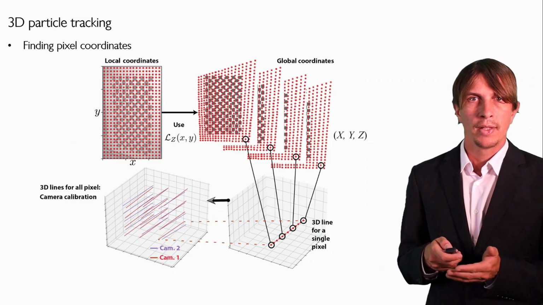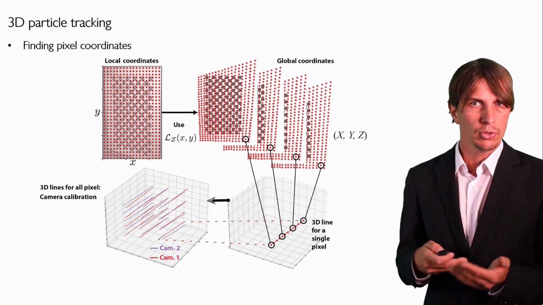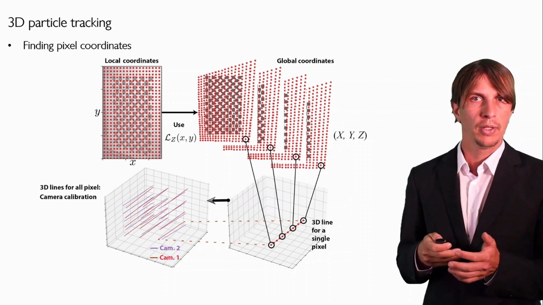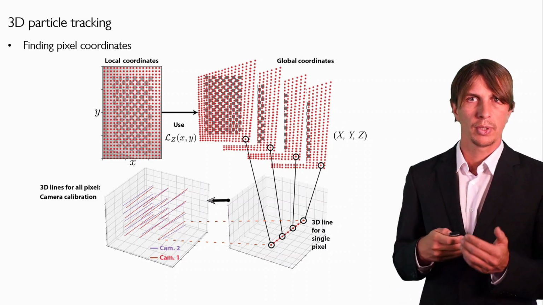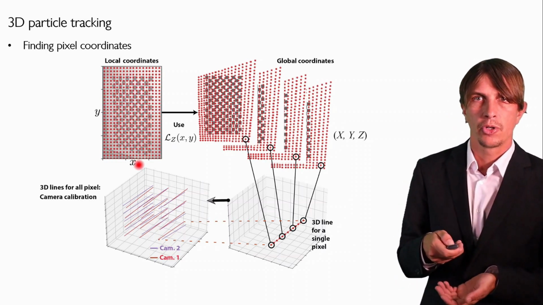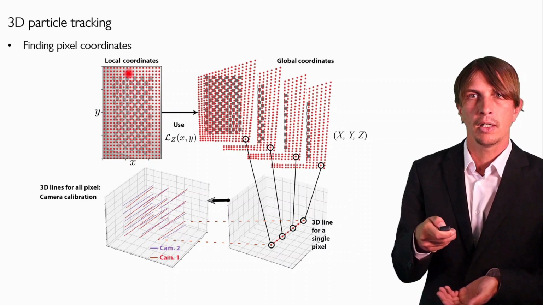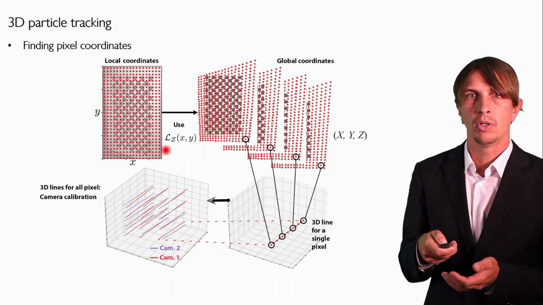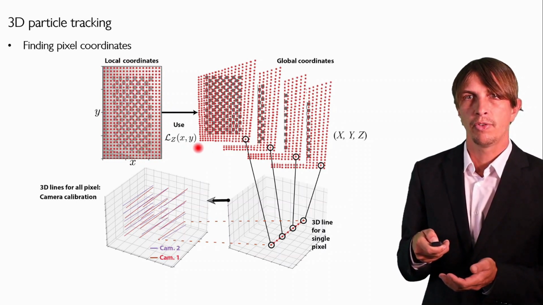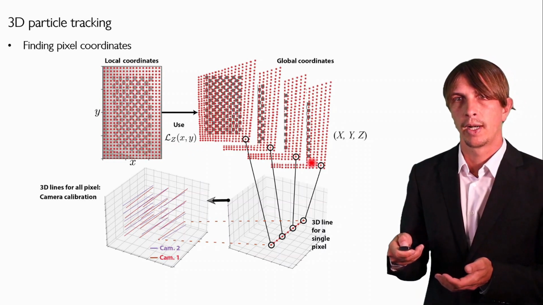So once all coefficients are deduced, as mentioned previously, we use the transform function to deduce the 3D global coordinate. So this is the local coordinates, as explained before. We apply the transform function. Now we have the global coordinates.